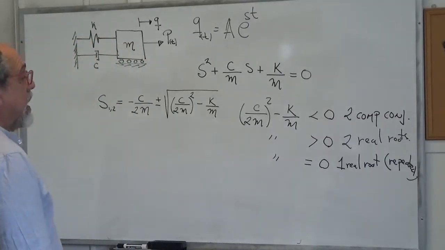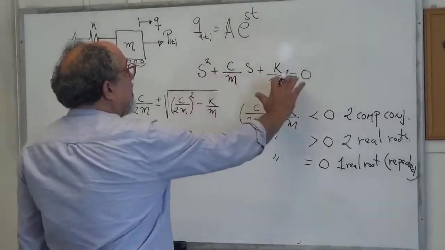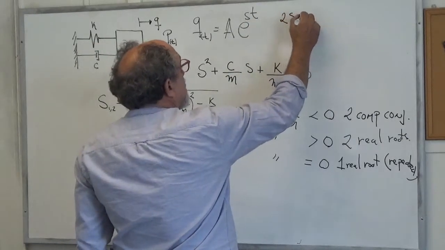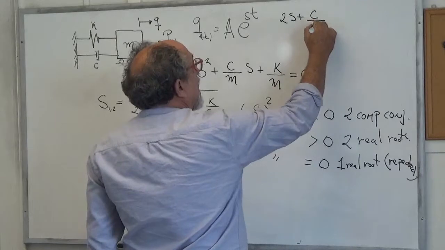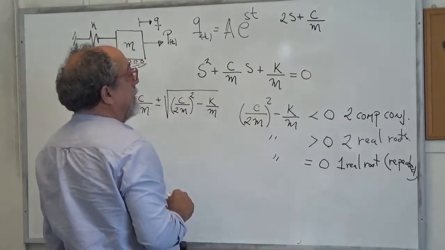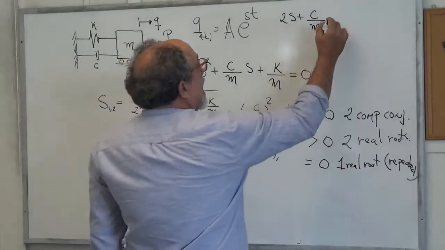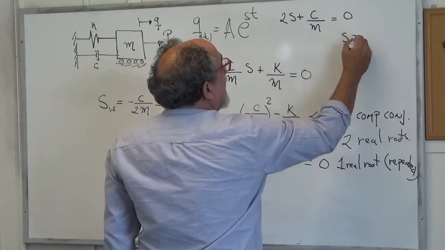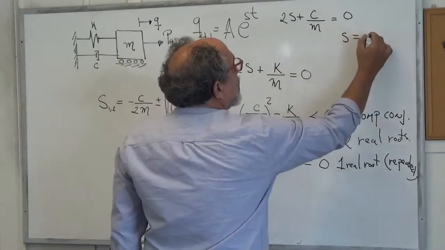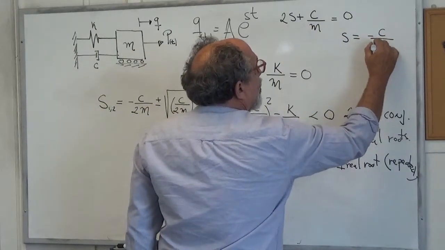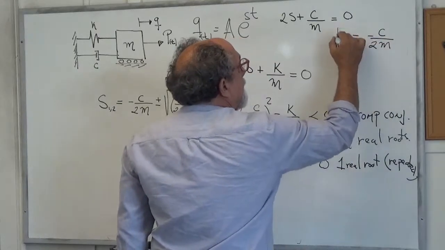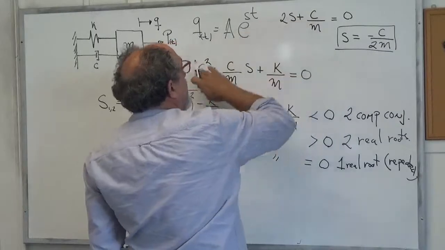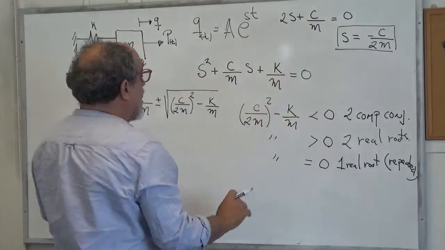Okay? That is, if we take the derivative of this, you can see that the derivative is 2s plus c over m, right? 2s plus c over m. And so if you say that that is equal to 0, you get that s is equal to minus c over 2m, right? So this value of s makes the derivative of the polynomial equal to 0.